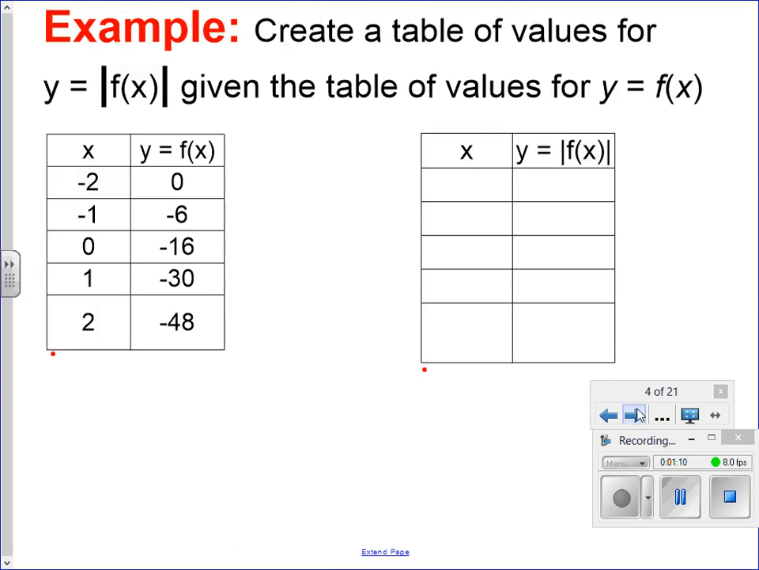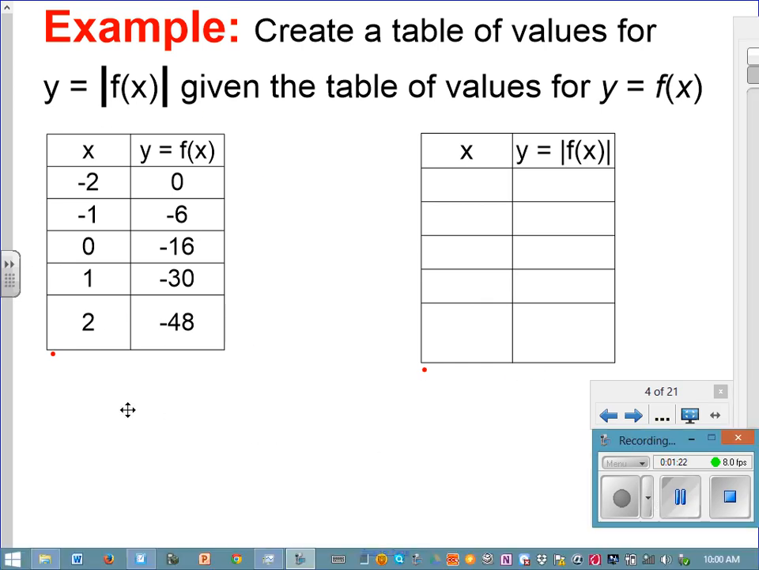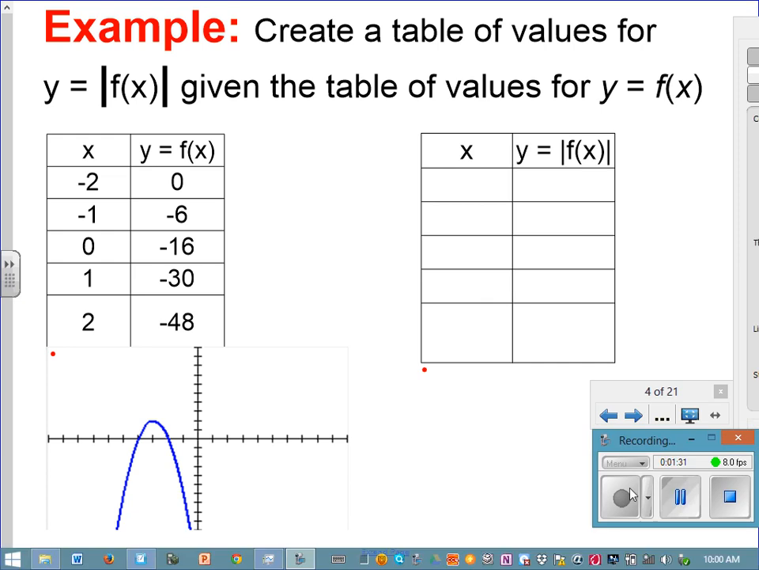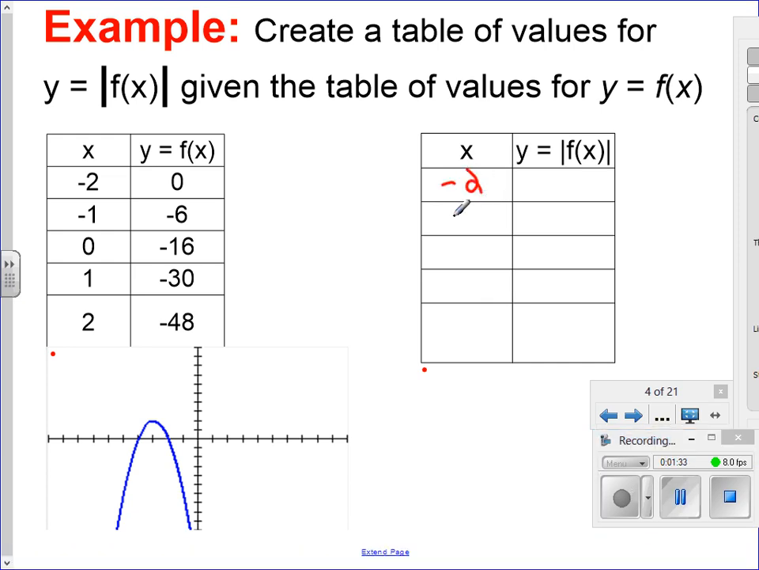So let's look at taking this idea and graphing a table of values and then coming up with the actual graph of the function. So if we look at this table of values here, if we were to graph that, we would end up with a parabola. And it would look like that. So let's take the table of values and apply the absolute value to it. So all my x values will stay the same. And my y values, I'm going to take the absolute value.